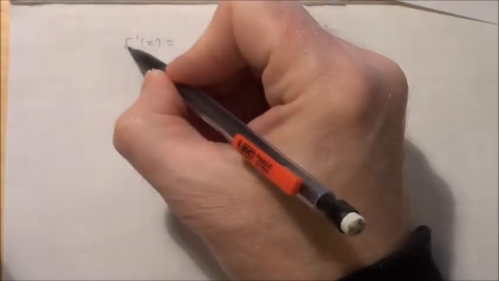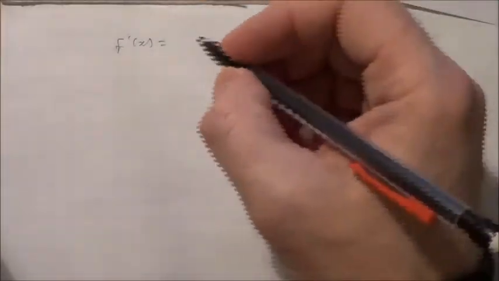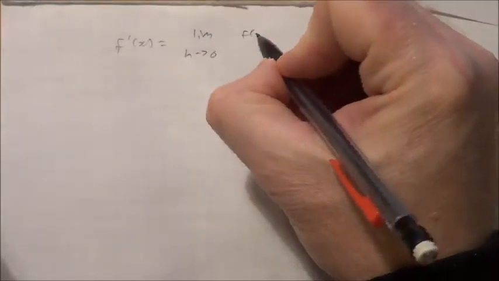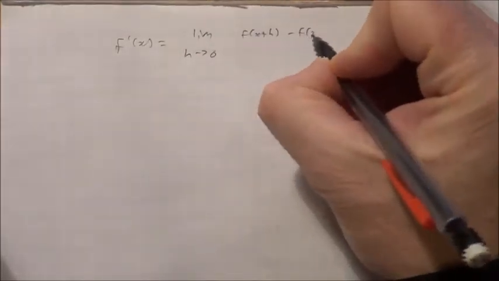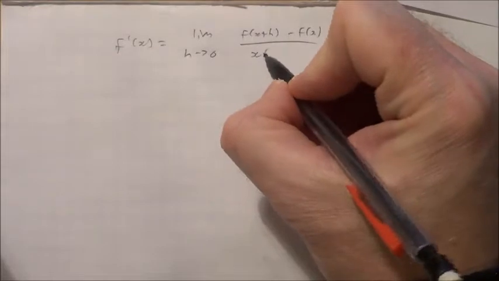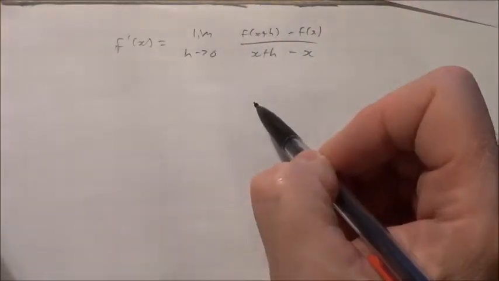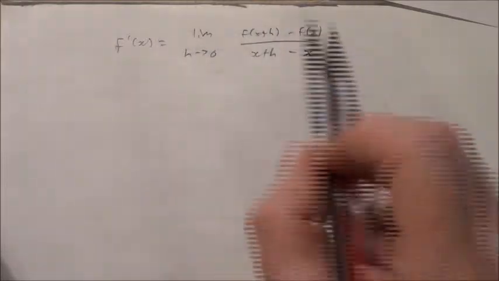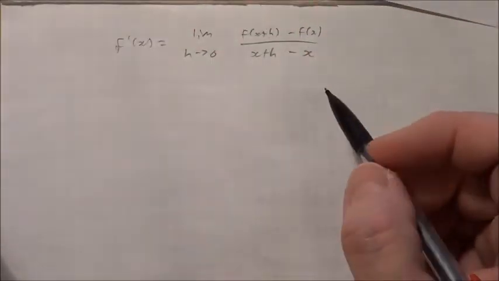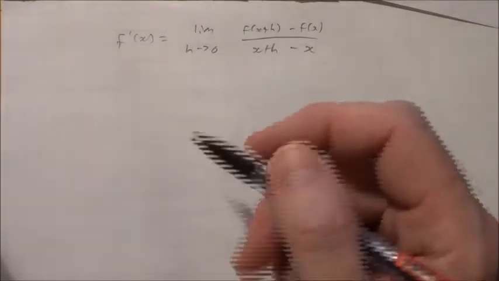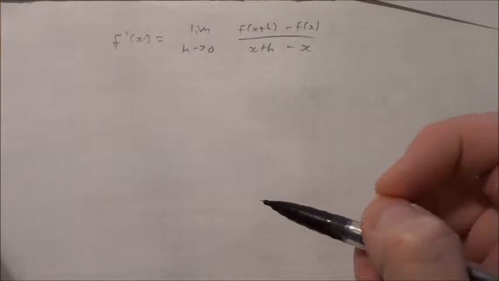So as I mentioned before, when you go through the first principles technique of finding the derivative, we see that that's the limit of (f of x plus h minus f of x) all over (x plus h minus x) as h approaches 0. That's the first principles technique of finding the derivative. When we use first principles to find the antiderivative, we're basically using the area under the curve.